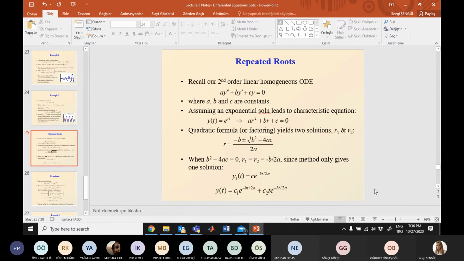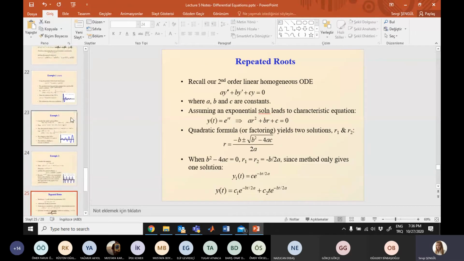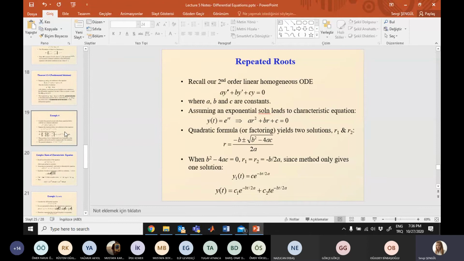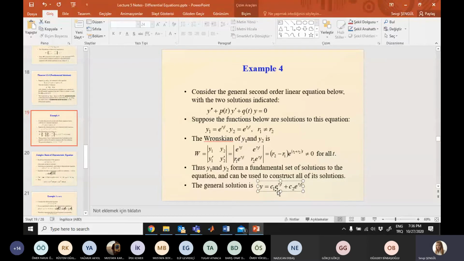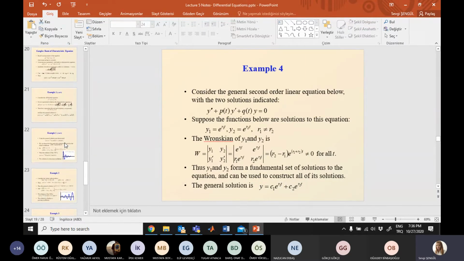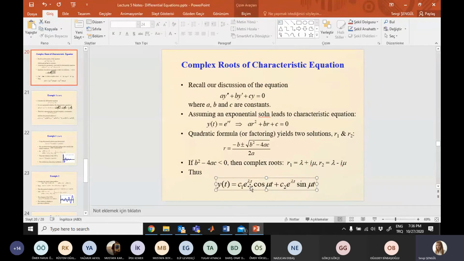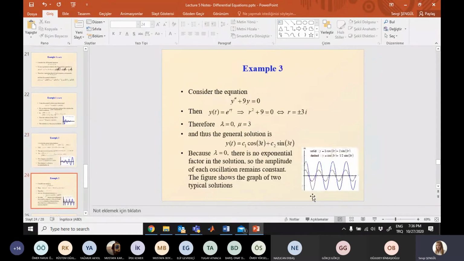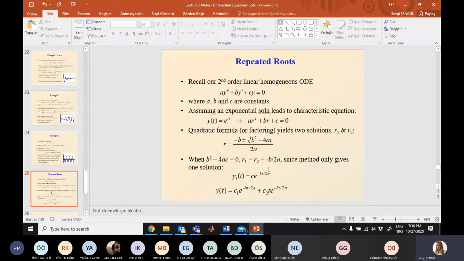And now, what did we say? We said that if we have two distinct roots, our solution is going to be in the form of that one. So we are just writing these roots as the powers of the exponential. If we have complex conjugate roots, our solution is in this form, which means that lambda is going to be the power of the exponential, and mu is going to be in the cosine and sine, right? And if we have repeated roots, how can we write the solution? Right now we will be talking about that.